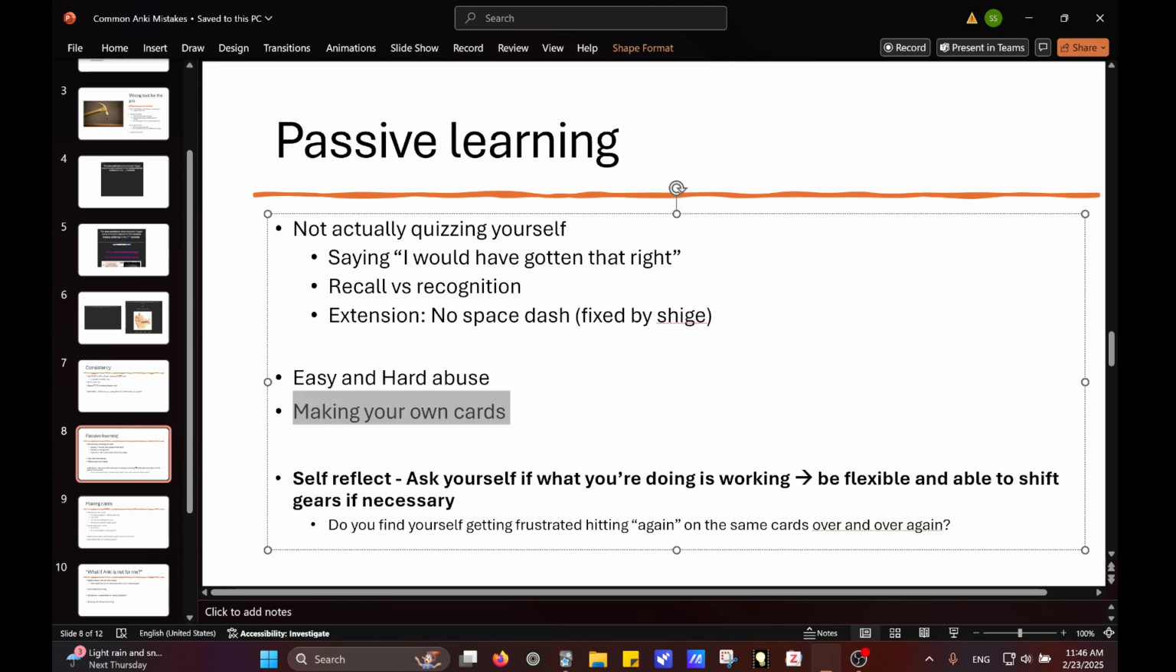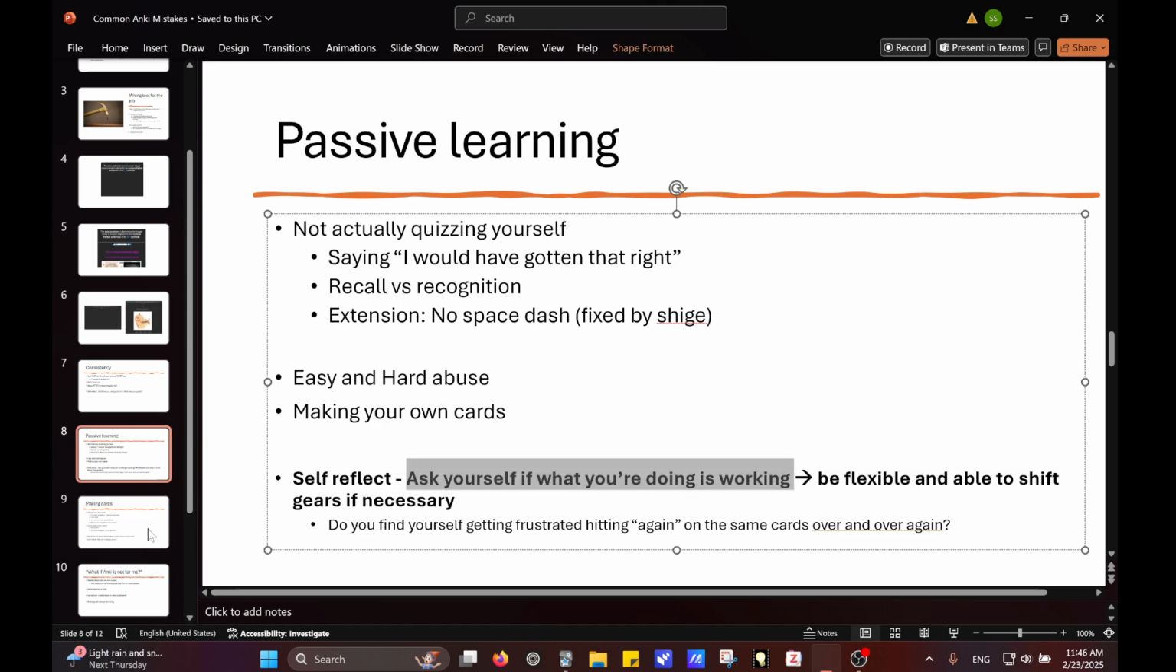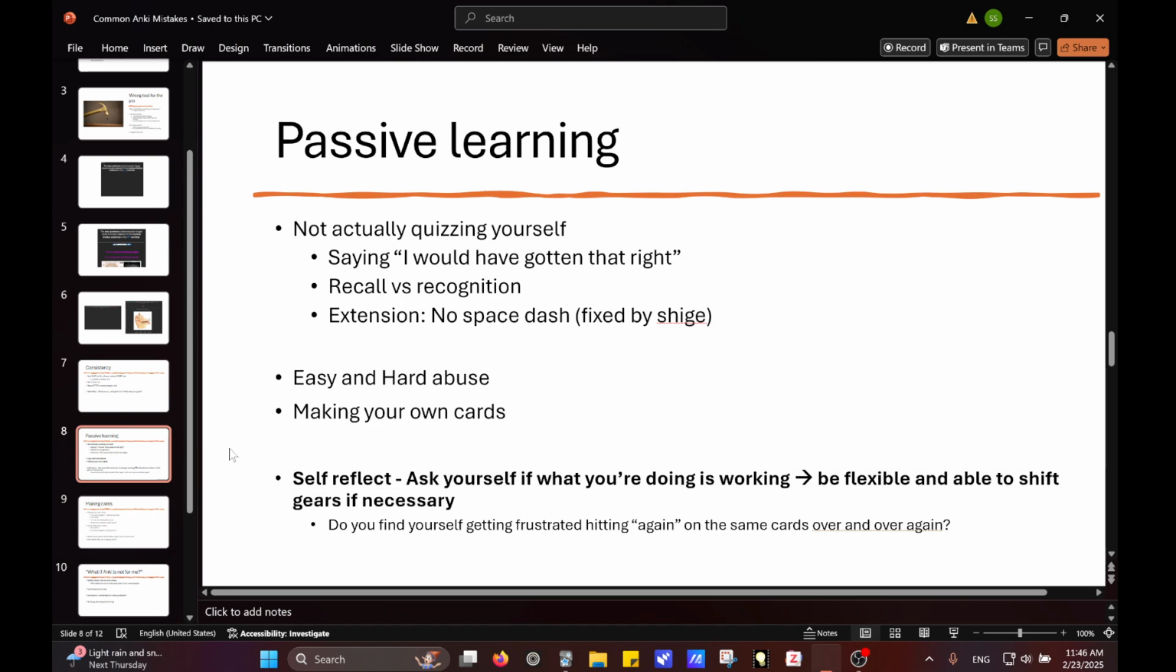The next issue I see people do is they make their own cards, and we're actually going to get into this more. So the big thing with self-directed learning is you need to be asking yourself constantly, what am I doing? Is what I'm doing working? And if it's not working, you need to be flexible and shift gears.